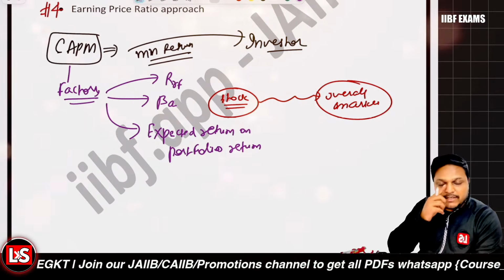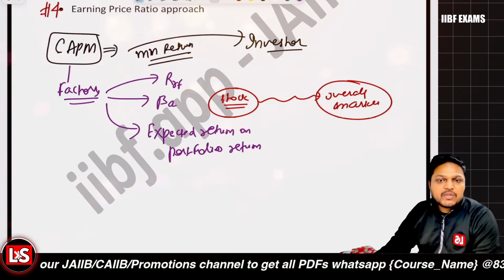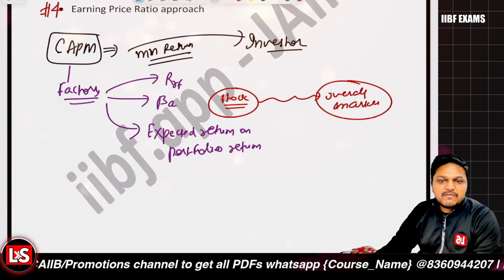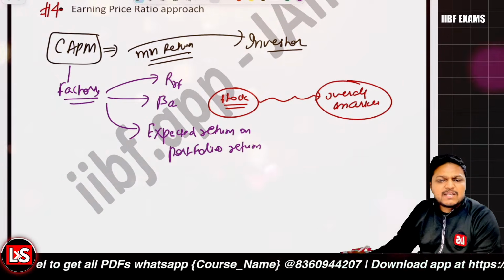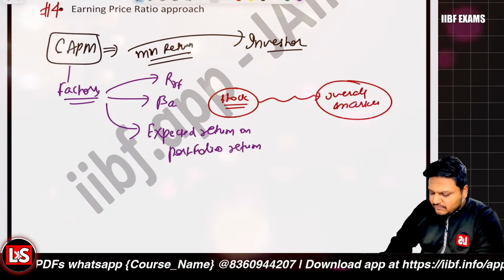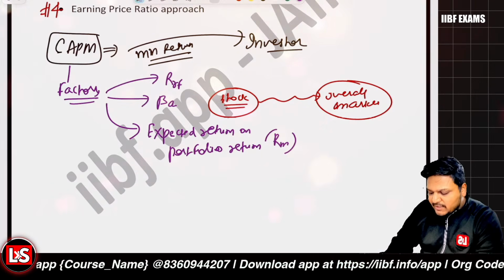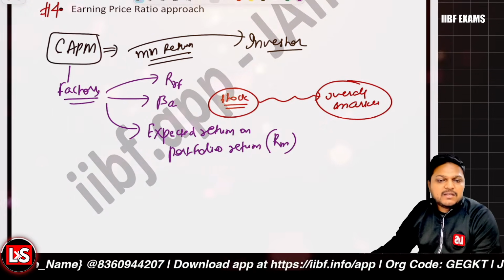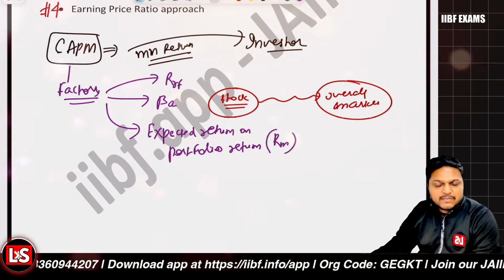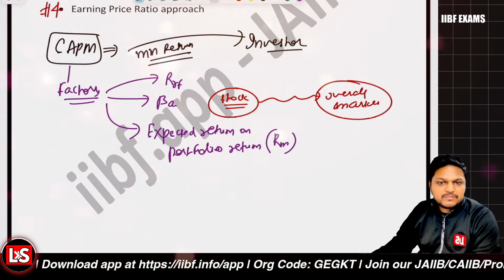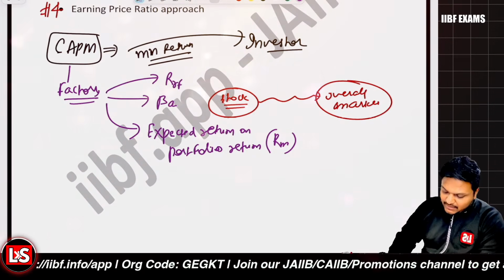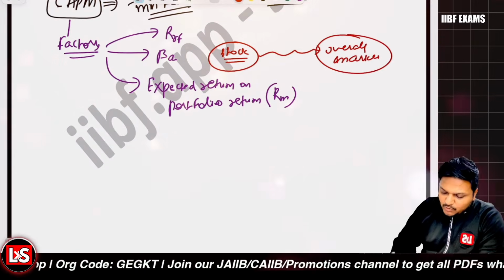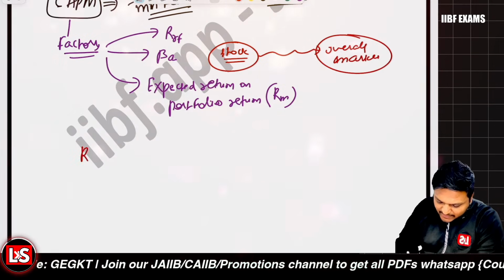So we have three factors. One, the risk-free return. Second, the beta factor. The third one, the portfolio return, the minimum return that we are expecting. We say it to be RM, that is the expected return here. Okay. And the expected return on security is represented by RA.